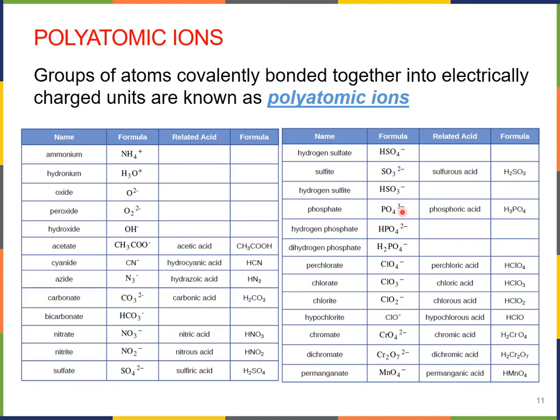Phosphate is a common ion in our bodies, in foods, in lots of things around us. The phosphate has one phosphorus atom and four oxygen atoms, all covalently bound together, and three negative charges distributed somehow over the whole ion. Polyatomic ions function as a unit.